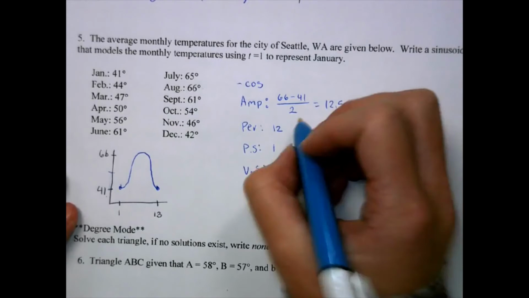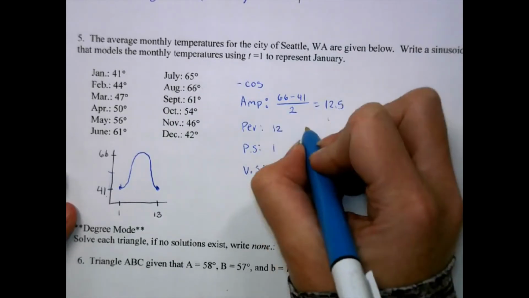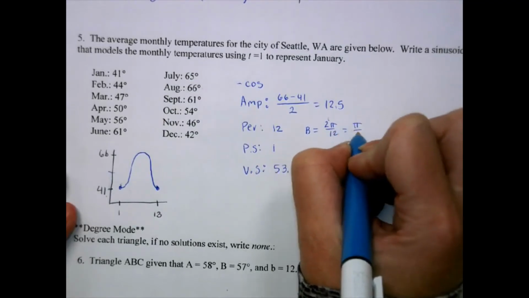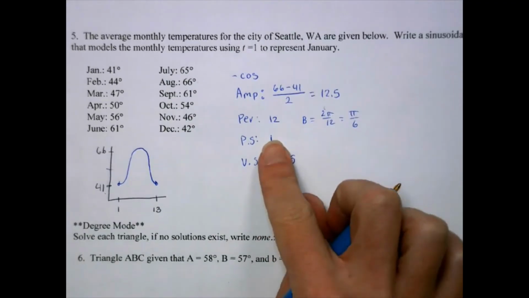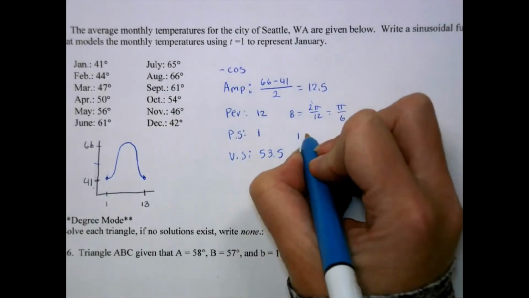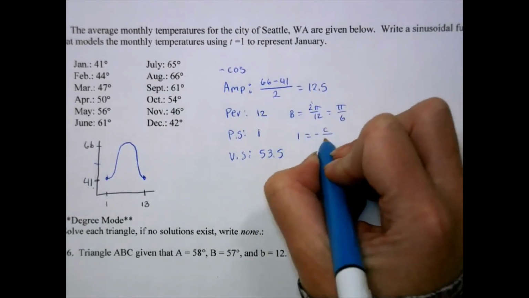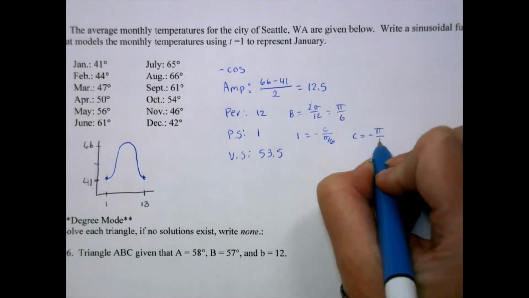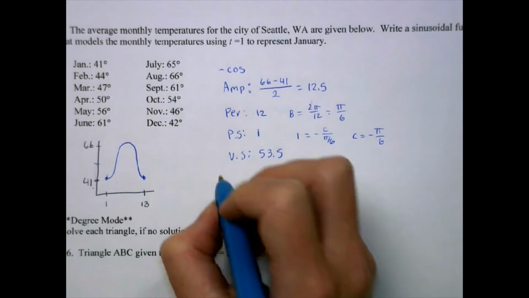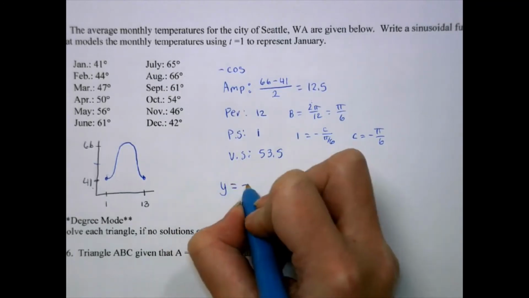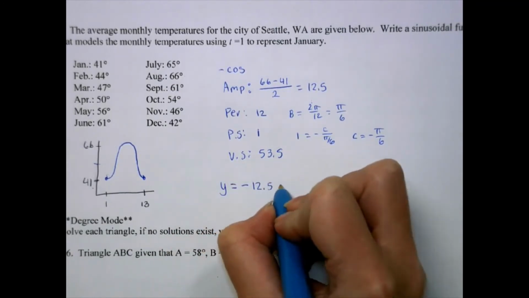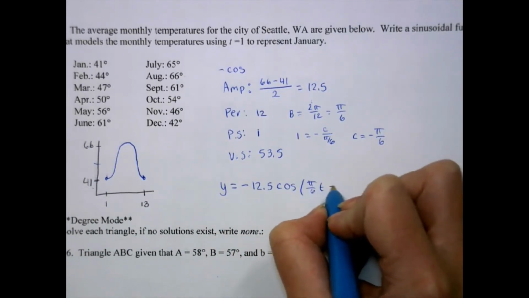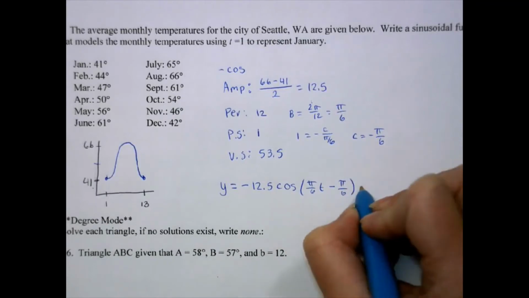All right, so if my period is 12, b is 2 pi over 12, which is pi over 6. A phase shift of 1 equals negative c over pi over 6. So my c is negative pi over 6 when I solve that equation. So we're going to have y equals negative 12.5 cosine pi over 6t minus pi over 6 plus 53.5.